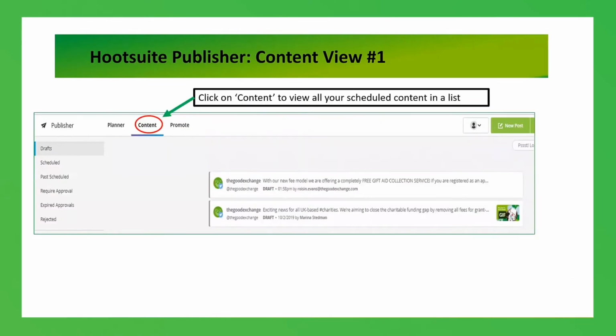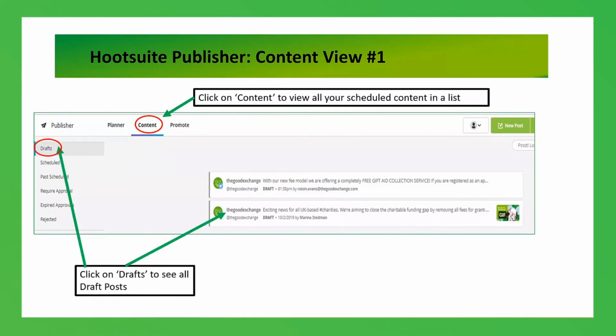Okay, so the second view that you've got in Publisher is a content view, and this basically just shows all content that you've scheduled in a list. So there's a few different views here within the content view as well. So you've got drafts. So this is posts that you have created, but you haven't actually scheduled. So this tool is quite useful if you're planning ahead your posts. So you can put a draft post.